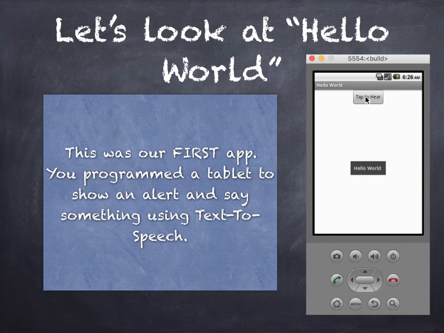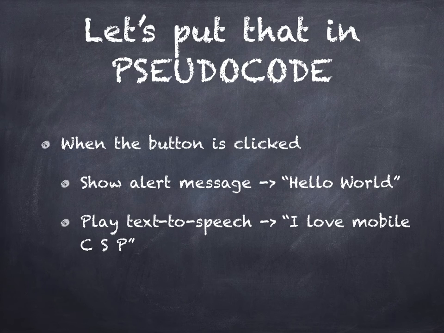I love mobile CSP. It was a fairly simple app, and the pseudocode, had we written pseudocode before that app, we would have written the following. When the button is clicked, show an alert message, hello world, and then play text to speech that says I love mobile CSP. It's pretty straightforward.